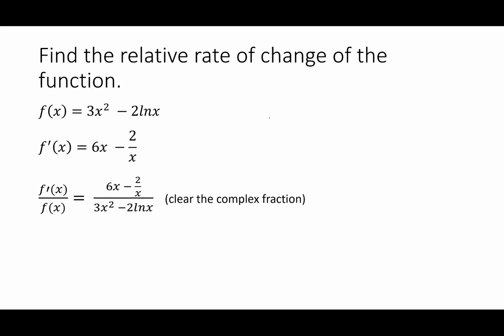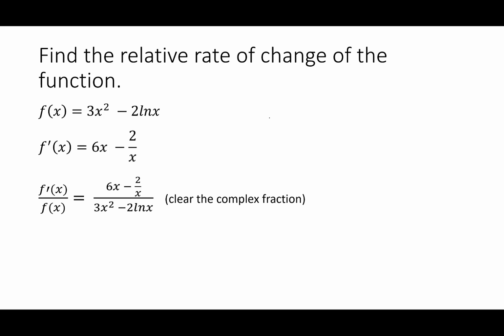Now that I want to make this the relative rate of change, remember we're going to take the derivative and put it over the original function. So I have 6x minus 2 over x divided by 3x squared minus 2 natural log of x. This is a complex fraction because I have a fraction within a fraction. What I want to do is clear the extra fraction. And the extra fraction is that 2 over x. I'm looking at that x in the bottom, and that's what's going to help me clear it.